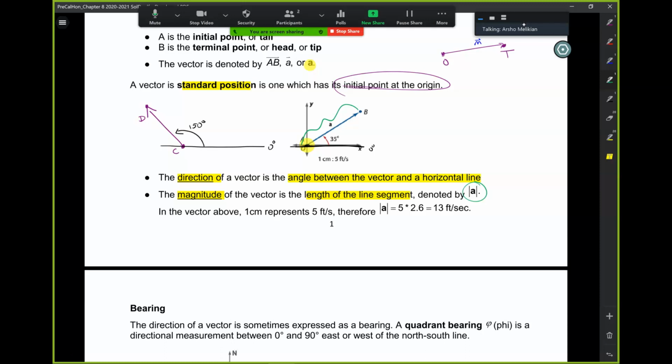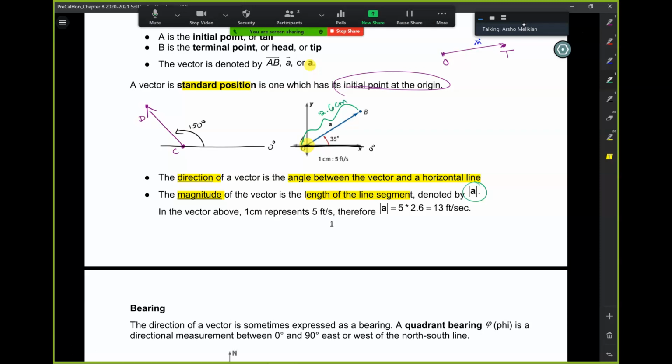Oh, cool. And so I see on the notes it says 1 centimeter is equivalent to 5 feet. Okay, hang on. Let me get there. So suppose I took a ruler and I measured that segment. When you measure it, that's 2.6 centimeters.